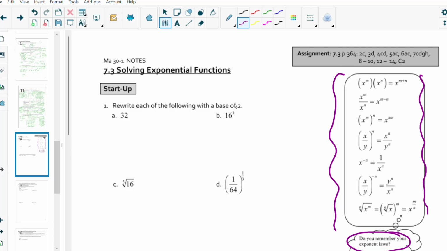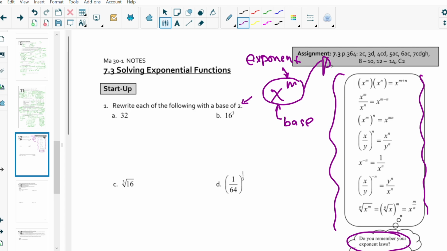Rewrite each of the following with a base of 2. So remember in an exponent, right? So if I have an exponent x to the m, the x is your base. This is your exponent. Okay, the entire thing. This is your power.